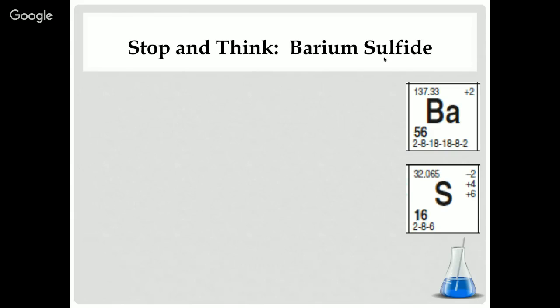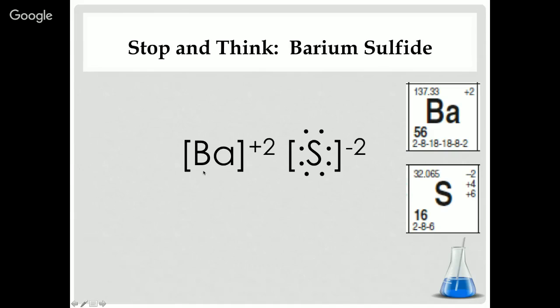Okay, so we should have something that looks like this. So we have our metal, brackets, and our charge. Again, no dots around the barium symbol. And then for the sulfur, we have 8 dots, brackets, and our charge. Notice that the charges will equal 0, so +2 and -2 will give us a neutral compound.